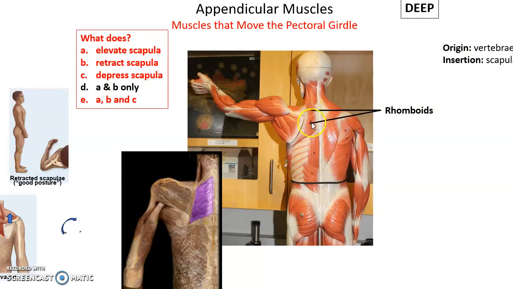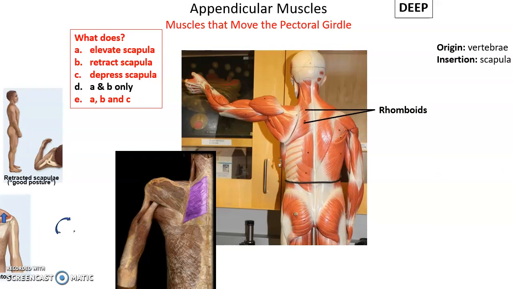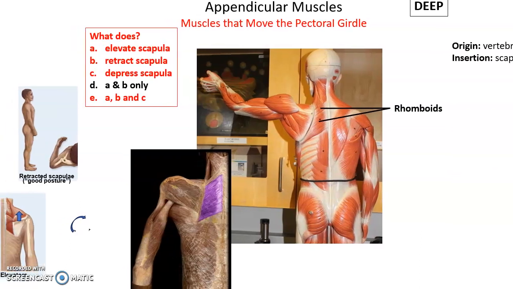All right, then we have the rhomboids, two little muscles on the back. They are underneath trapezius. Their origin is in the vertebrae, and their insertion is in the scapula. And what they're able to do, they can elevate the scapula. So based on their angle, they can help to pull the scapula up. And they're also able to retract the scapula, to pull it back so that you go from slouching to having a good posture.